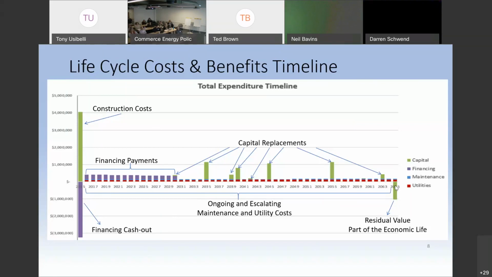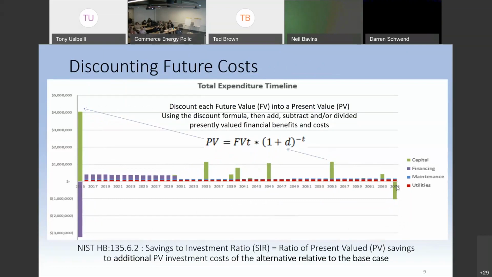You're going to calculate a residual value of those remaining useful lives and apply that as a residual value at the end. But basically what we want to do is build up this timeline, and then we're going to take each one of those future values and apply what's called a discount rate to it. The discount is how we assess how time affects money. How much more valuable is money today than money in the future? The higher the discount rate is, the less valuable future money is.